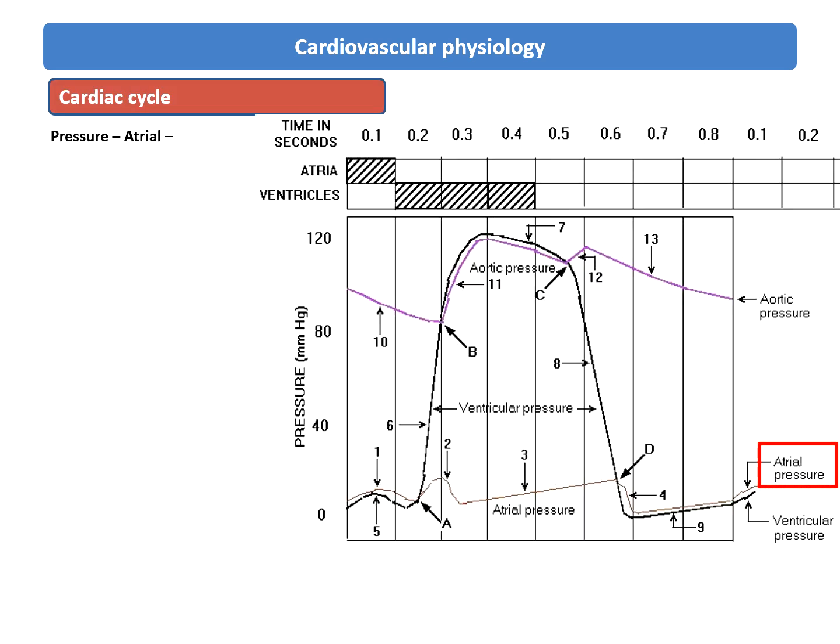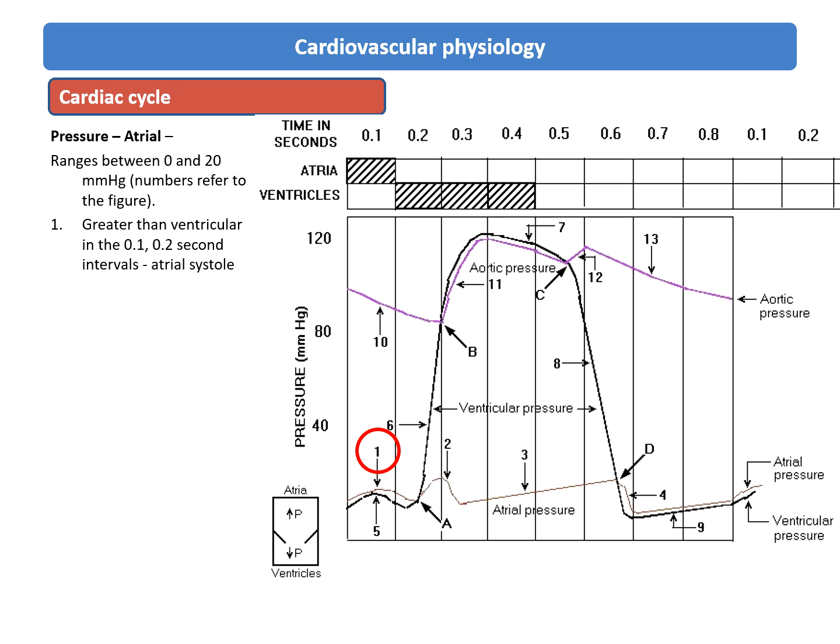Let's now look at the pressures. First of all, atrial pressure. It ranges between 0 and 20 millimeters of mercury. Again, the numbers refer to the figure. Number 1 represents atrial pressure that's a little bit greater than ventricular pressure. This occurs during the first tenth of a second and partly into the second tenth of a second. This is due to atrial systole.